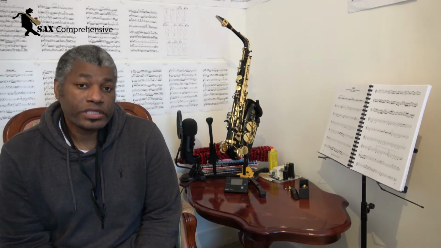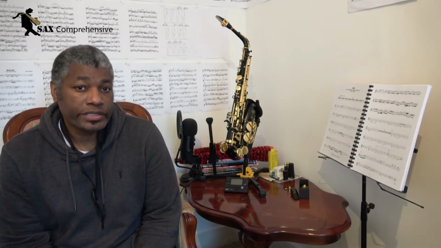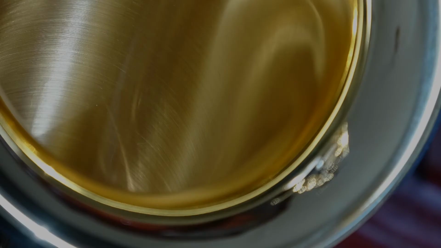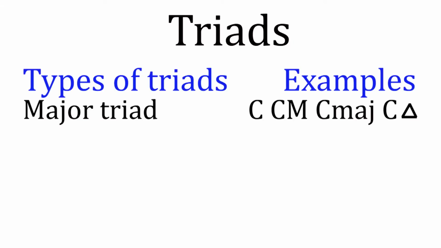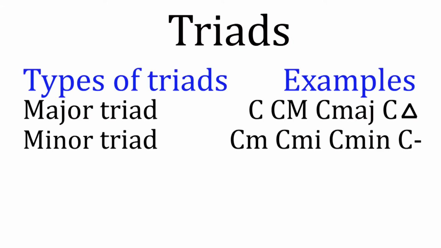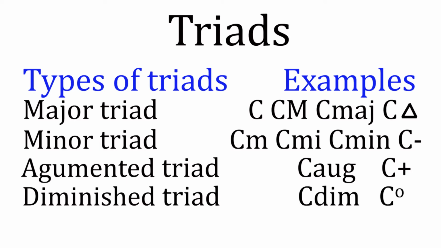chords. By the end of this video, you'll learn quite a lot about triads, slash chords and suspended chords, so stay tuned. Starting with the triad chords, there is a major triad, a minor triad, an augmented triad and a diminished triad.